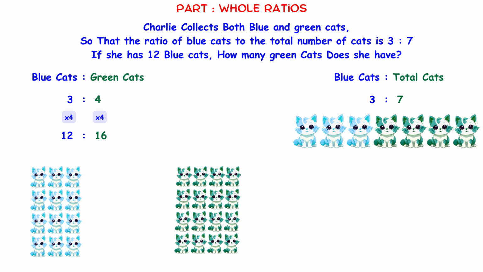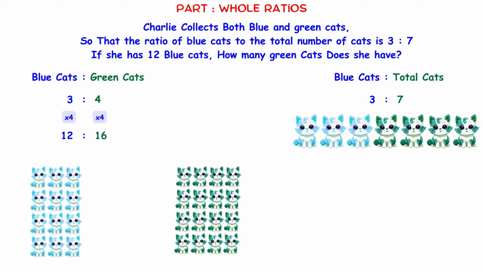Suppose we are told that Charlie collects both blue and green cats and that the ratio of blue cats to the total number of cats is 3:7. The question asks, if Charlie has 12 blue cats, how many green cats must she have? You can take a moment to pause and think about the problem before we work through it.